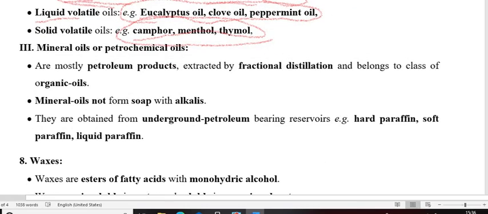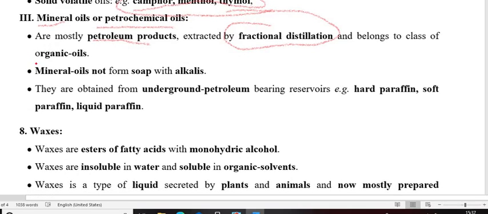Now we have to go to the third and last one, the mineral oil, and because it is isolated from the petroleum product, we are calling it the petrochemical oil. So mineral oil or petrochemical oil are petroleum products isolated by fractional distillation, and that belongs to the class of organic oil. So mineral oils are organic oils or petrochemical oils, because this is isolated from the petroleum product, and that is why the name is petrochemical oil.